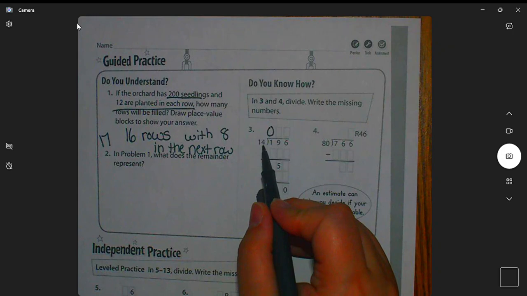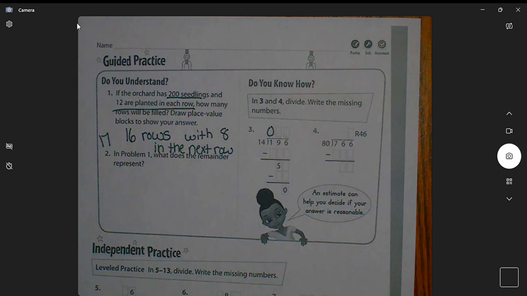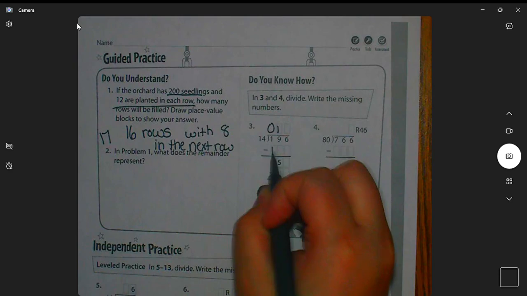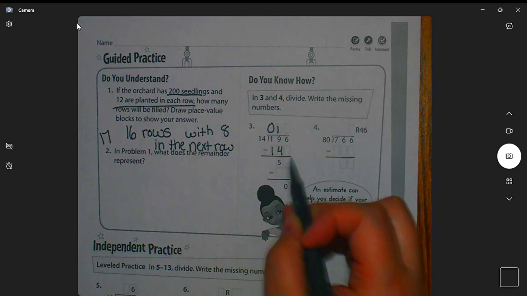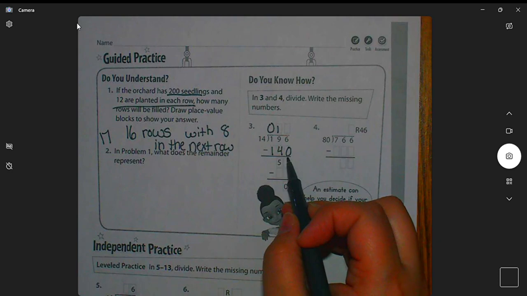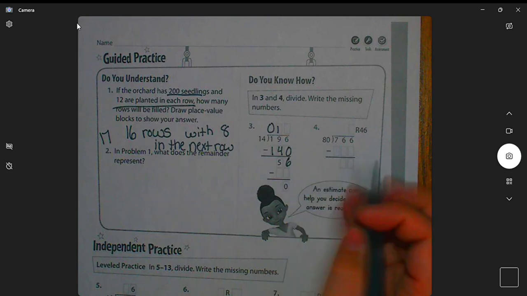Can I get 14 into 19? Yeah. How many 14s can I get into 19? Good job, math magician. It's 1. So 14 times 1 gives me 14. And they've already helped me out. And they're wanting me to put a 0. So it's 140. So then I just bring down my 6.